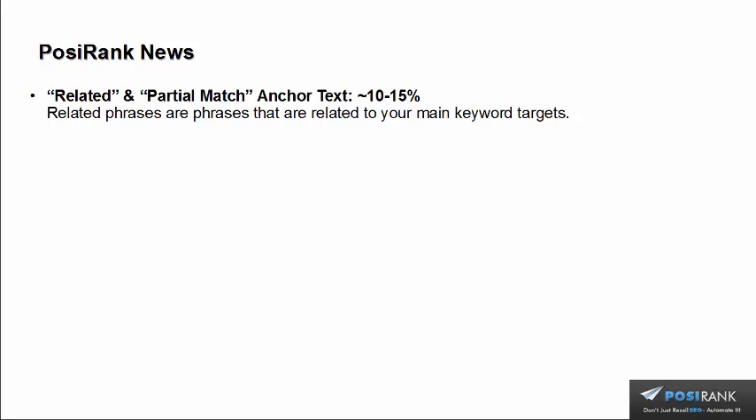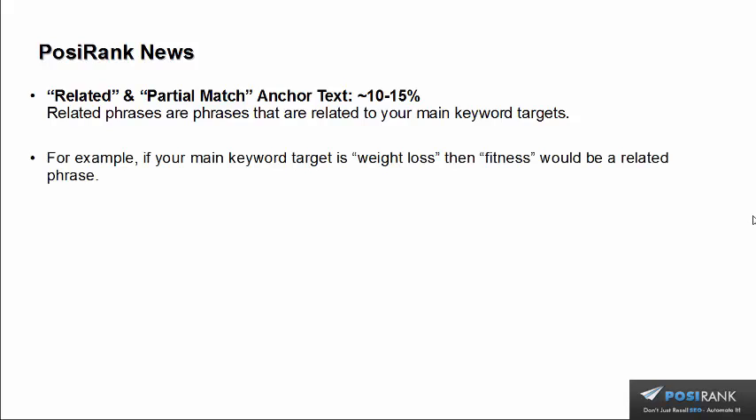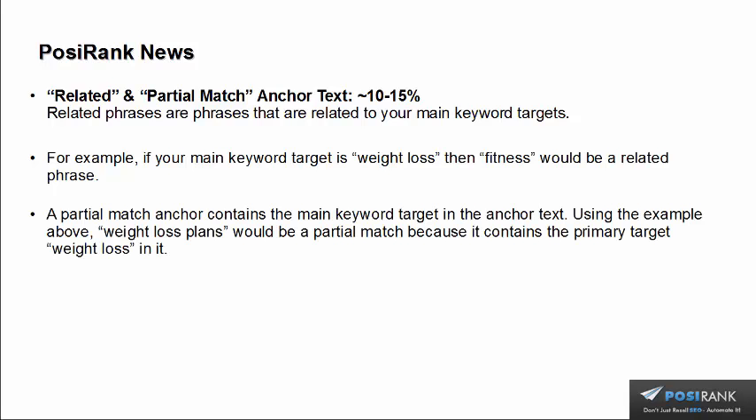Okay, after compounds, we've got related and partial match anchor text links. Roughly 10 to 15%. Related phrases are phrases that are related to your main keyword targets, right? Pretty self-explanatory. For example, if your main keyword target is weight loss, then fitness is going to be a related phrase, because whenever you talk about weight loss, inevitably somebody mentions fitness or working out, right? It's just something that is often said, or a term that's used when talking about your main target term.